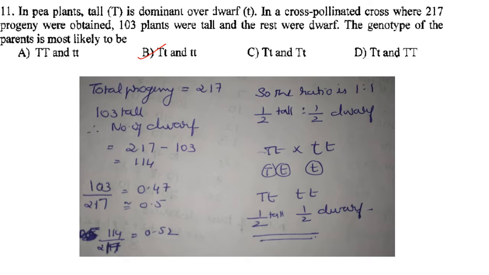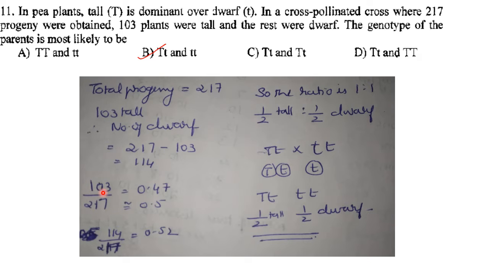So coming to the first question. In pea plants, tall is dominant over dwarf. In a cross-pollinated cross, when 217 progeny were obtained, 103 plants were tall and the rest were dwarf. The genotype of the parents is most likely to be. So the total progeny is 217, and out of that 103 were tall and the rest were dwarf.